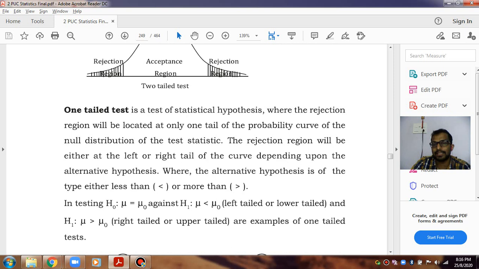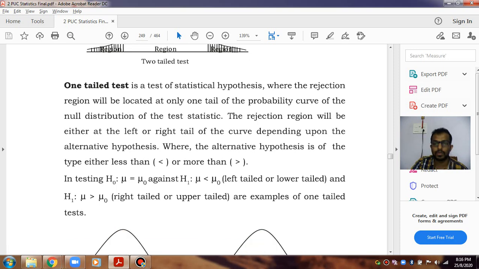So one tail test is where the rejection region is located at one tail only. Either it is less than or it is more than. Only then we consider it is left or right. If it is less than, it is left, lower tailed. If it is greater than, then it is right. It is called upper tail. But it is one tail.